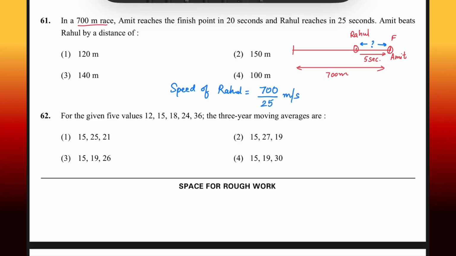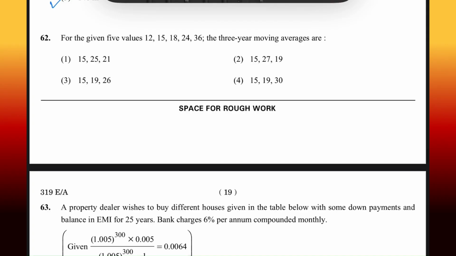So here we have the speed of Rahul. Now what is the distance between Rahul and the finishing line? Required distance is speed into time. So you have the speed of Rahul, 700 by 25, and he traveled for 5 seconds, right? So when you divide this, you get 140 meters. So the final answer for this question is option number 3. An easy question from numerical quantifications.